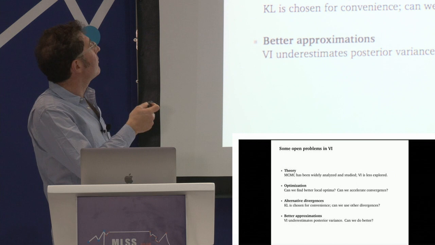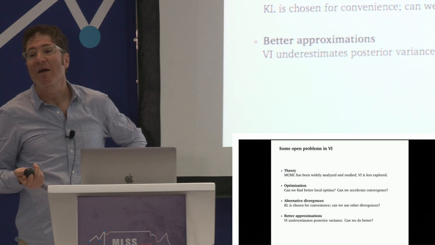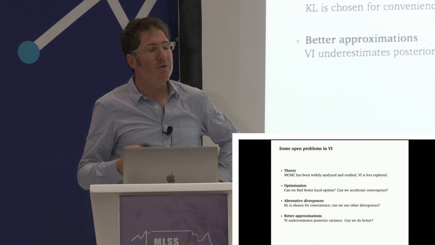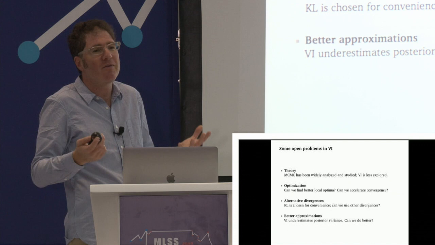First, theory. If you're familiar with MCMC, you know that many, many PhD theses and books and papers and ink have been spilled on the theory of MCMC, but comparatively less has been spent on variational inference. And there are lots of great open theoretical questions. Your question about overfitting probably fits into this category about, as an estimator, what is variational inference doing?